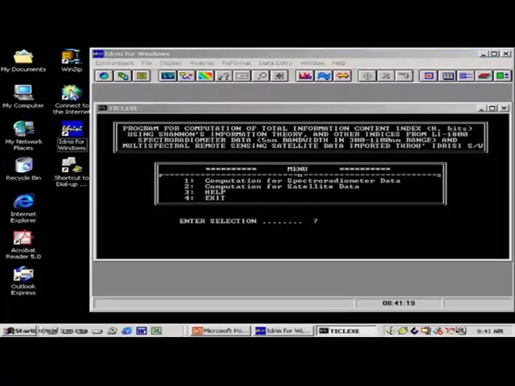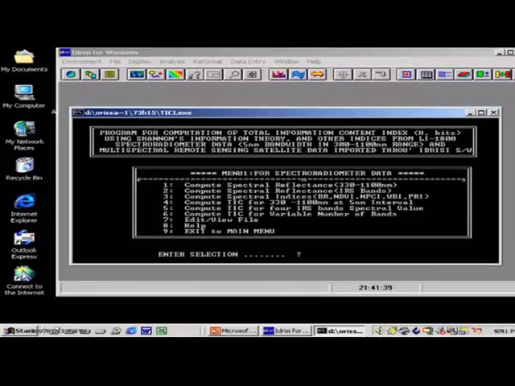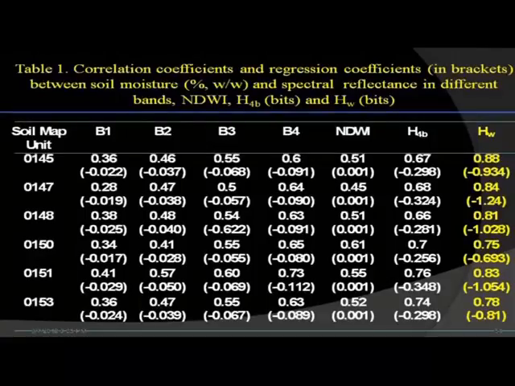This is what the whole process is: spectrometer data and satellite data. This is the same thing, how in Idrisi one can look for and go for calculations. And you can see here, these are different soil series numbered, and these are different bands, single bands.